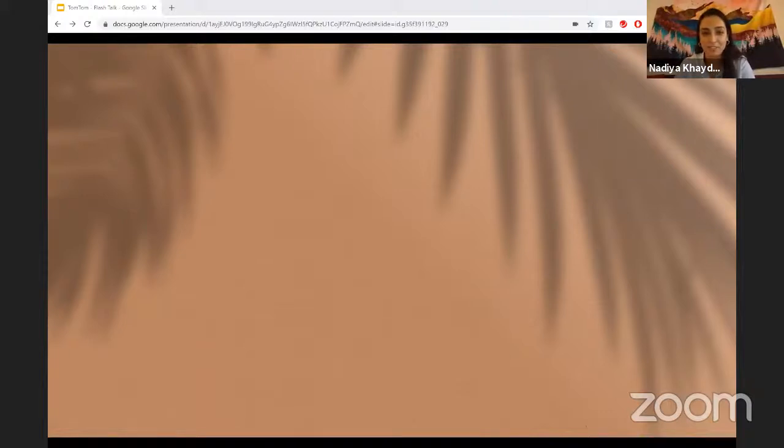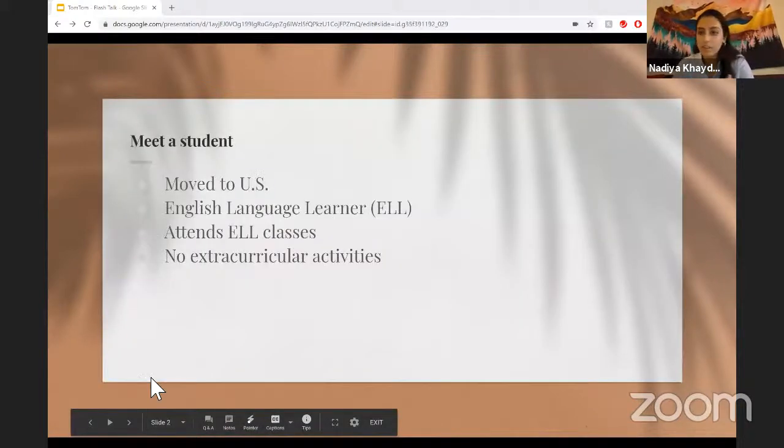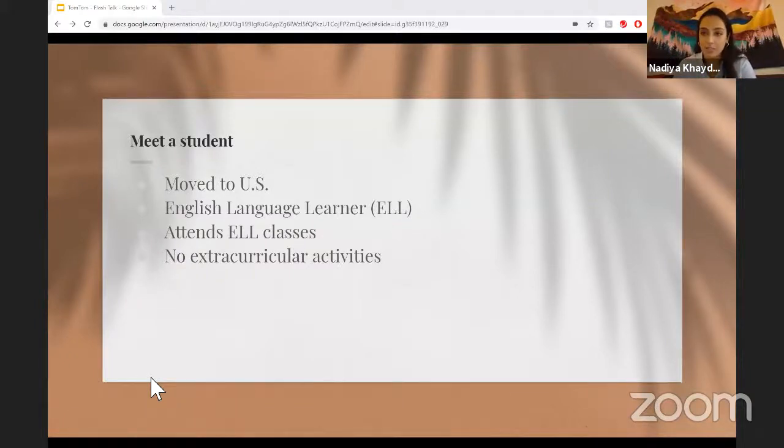I'll show you the credentials of a student, and you will help me analyze it. So the student moved to the US about a year ago and is currently a freshman in high school. She's identified as an English language learner and is placed in slow-paced English classes to learn English. Currently, she's not participating in any extracurricular activities, but she has shown a strong interest in attending a four-year institution upon her graduation from high school.